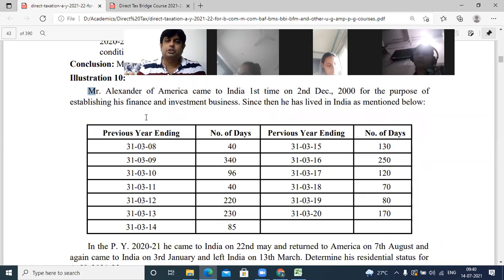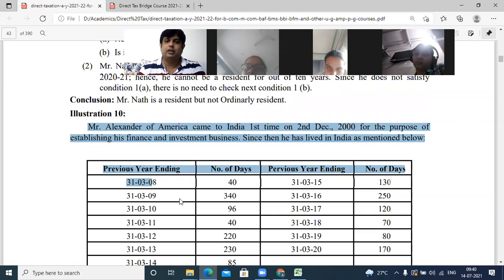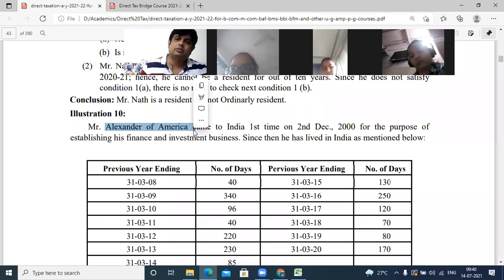Now this is the question of section 6(1). It will not be covered under exception. Why? Because he is not Indian citizen. Those exceptions are applicable only for Indian citizens. Am I clear to you all? Yes, sir.